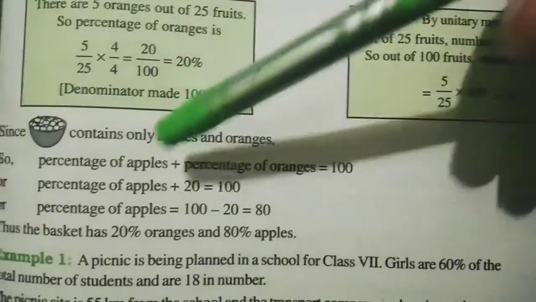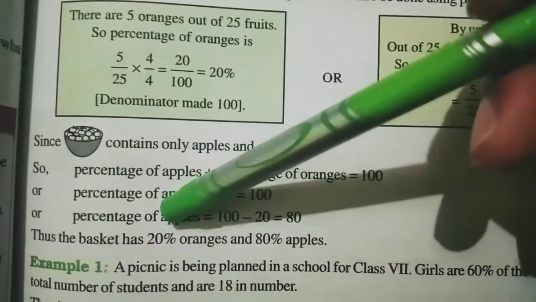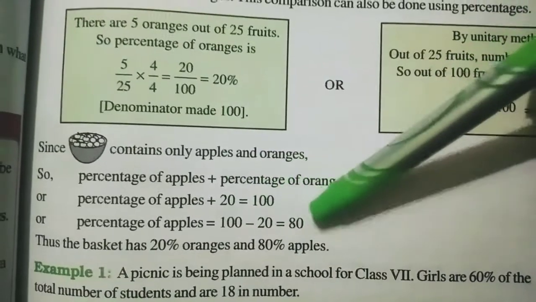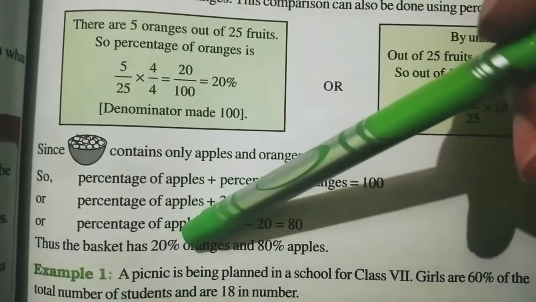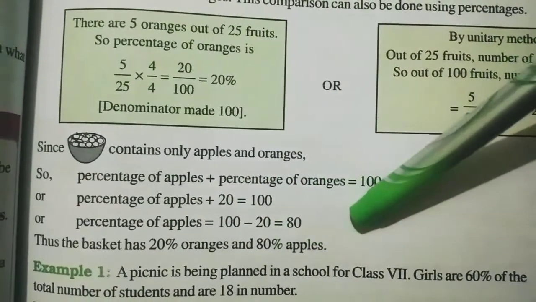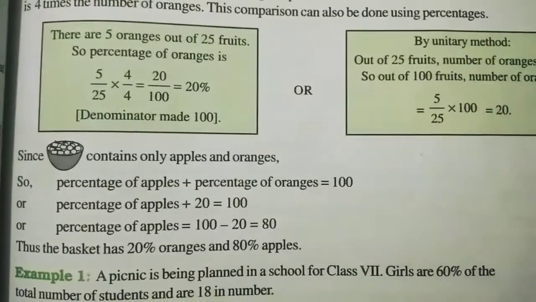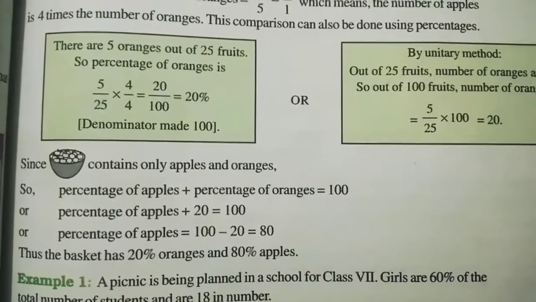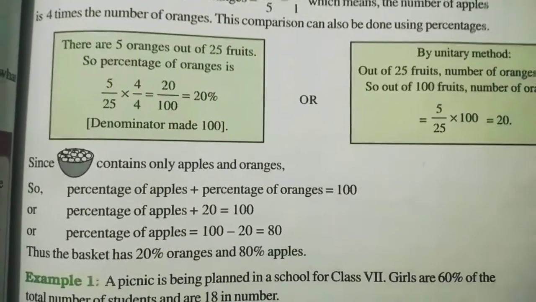See here, it is written: percentage of apples is 100 minus 20, that is 80. So the basket has 20% oranges and 80% apples. Now understood? I hope you are understanding the concept of ratio and percentage.